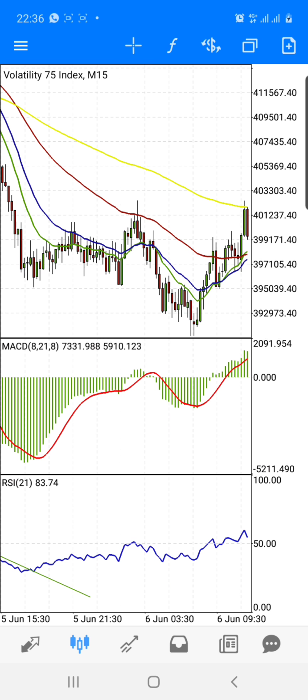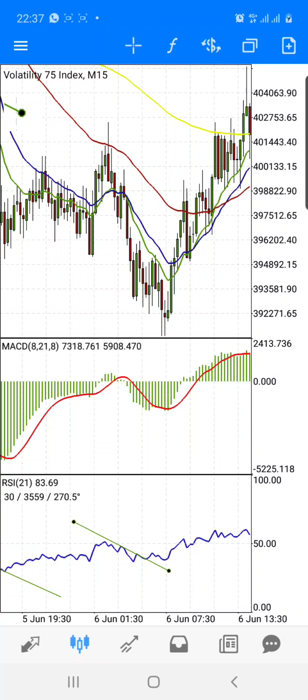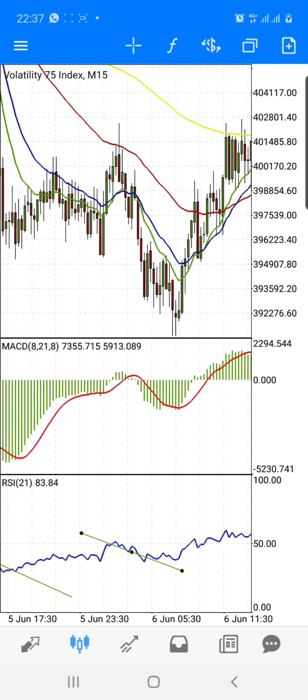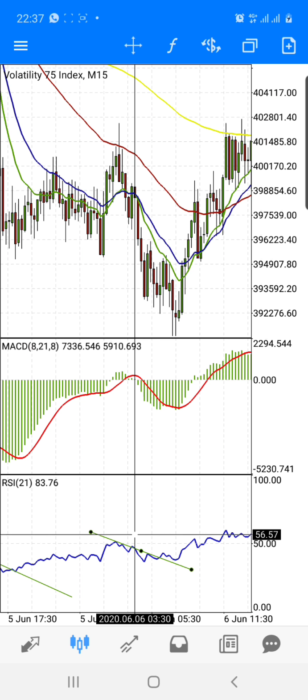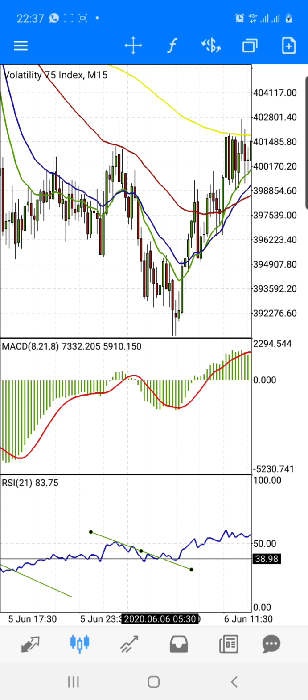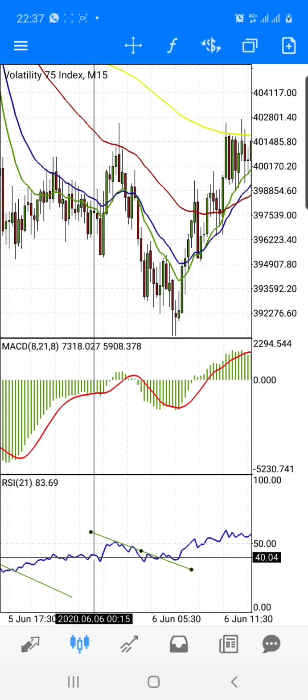If it's telling you to sell, you draw your lines again. At this particular point again, if you started selling from here, you're meant to take profit here. If you took your profit here, you will not be affected, and the market started buying.